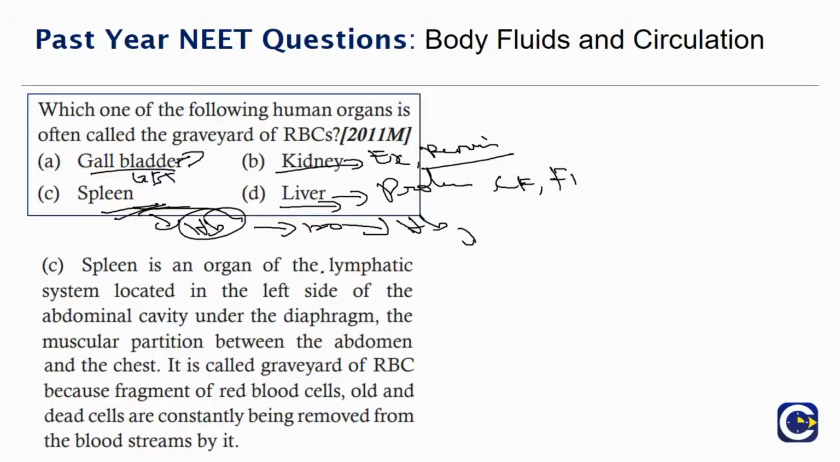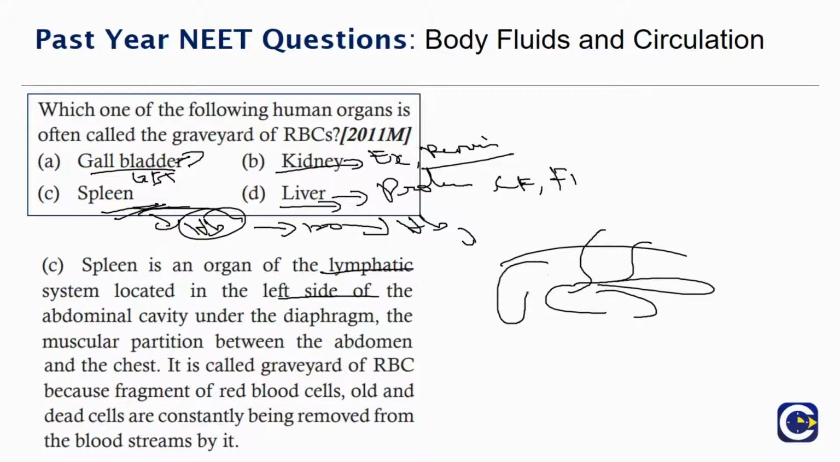Spleen is an organ of lymphatic system located in the left upside abdominal cavity under the diaphragm. So it is under the diaphragm. We have the stomach here, and we have the small intestine, pancreas. Here we have the liver, gallbladder, and here we have the spleen. Spleen is under the diaphragm. It is called graveyard of RBC because fragments of RBC cells, old and dead cells, are constantly being removed from the bloodstream by it. So the answer is spleen.